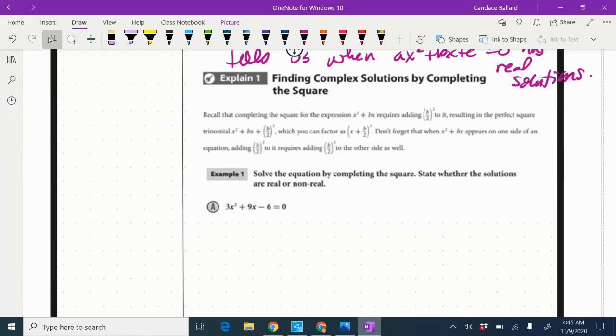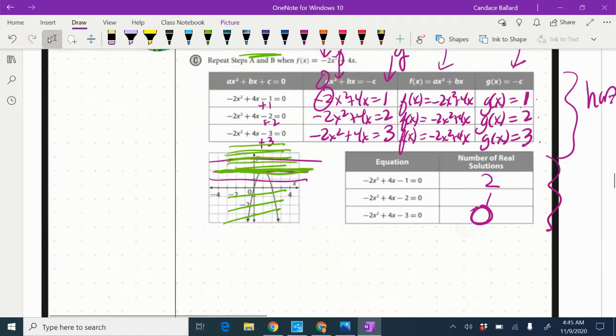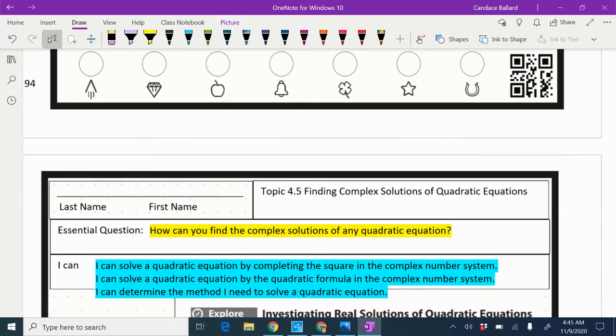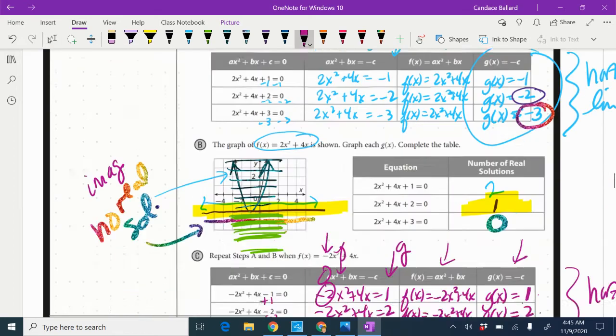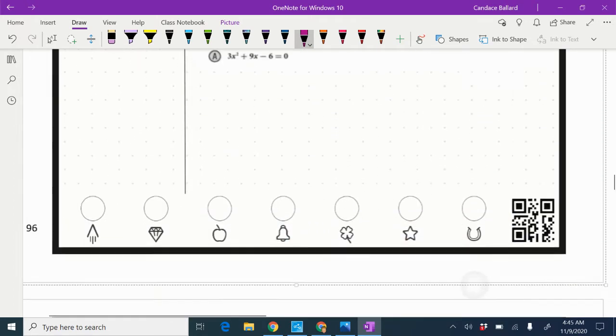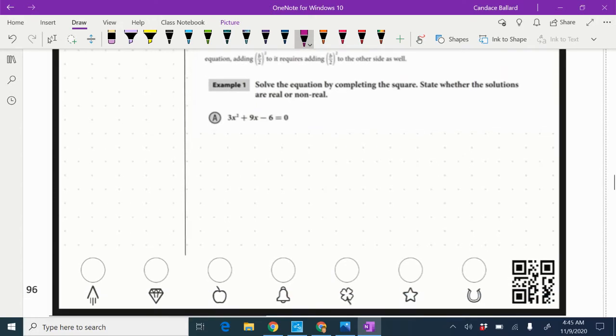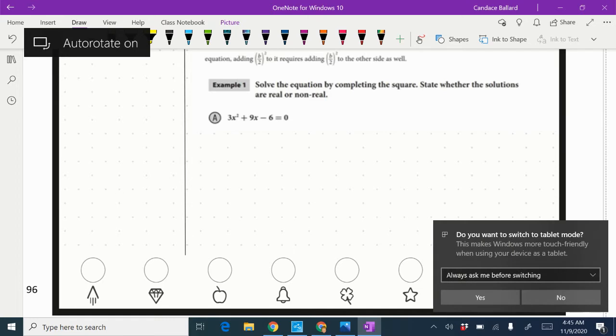In this video, we're going to continue topic 4.5. In this particular set of videos, we're going to work on solving quadratic equations by completing the square. We're going to use our complex number system, which means that we're going to have some solutions that are non-real.